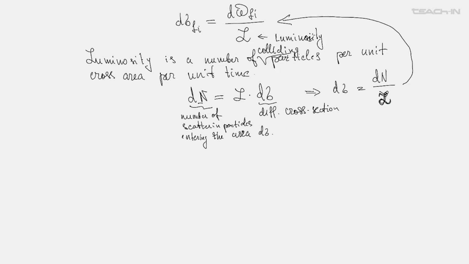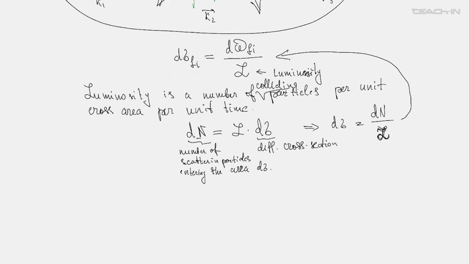In any case, what I want to say here, two comments. The comment number one is that differential cross-section has a physical dimension of area. This is clear. That's because luminosity is a number of colliding particles per unit cross area, and the words per unit cross area actually mean that differential cross-section will have a physical dimension of area. And it's the same thing in quantum mechanics and in quantum field theory.